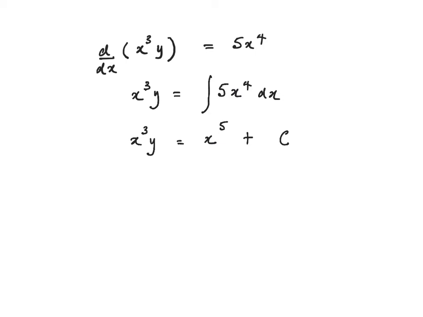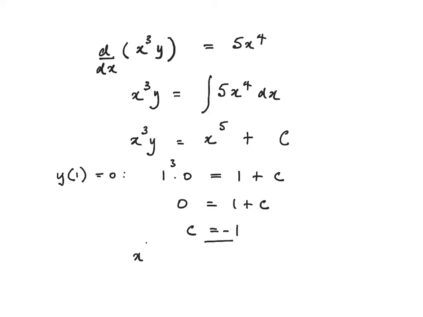And the conditions were y equals 1, or y of 1 equals 0. Which is to say when x is 1, y equals 0. So x is 1, 1 cubed, y is 0, times 0 equals 1 to the power of 5 is 1 plus c. So 0 equals 1 plus c, and c then equals minus 1.